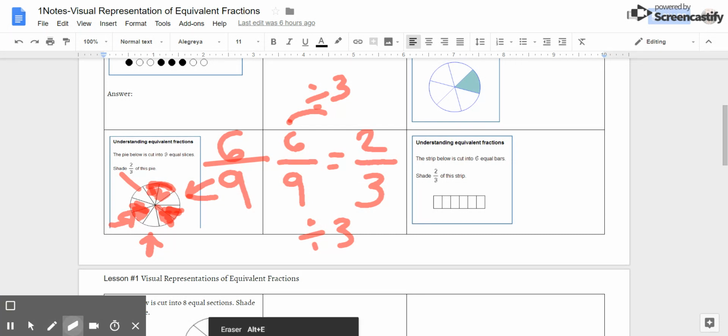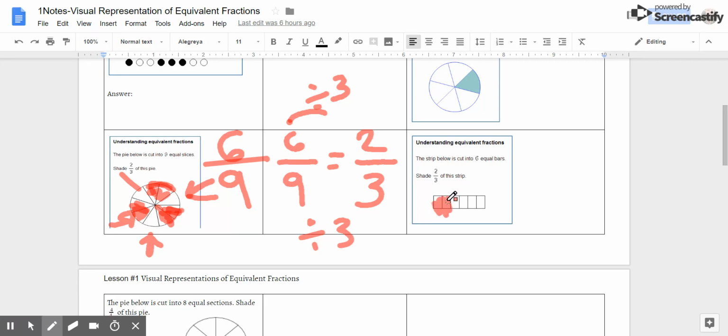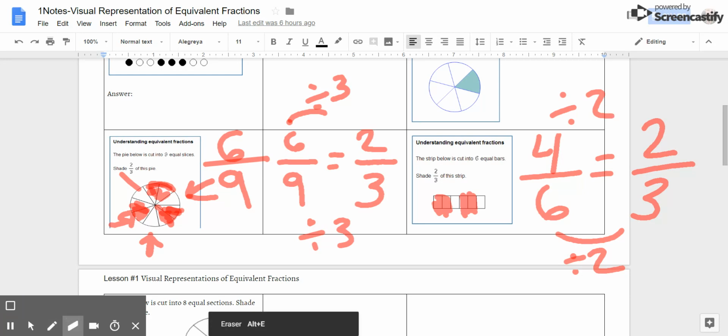Now we can look at another problem over here. We have 6 equal bars, and we're going to shade 2/3 of the strip. So again, we would shade in 2 out of every 3. So 2 out of every 3 would be 4/6. But an equivalent fraction would be 2/3, because how do I get from 6 to 3? Divide by 2, so I divide by 2 on the top. If you ever need to pause the video to be sure that you have written in notes, please be sure to do that.